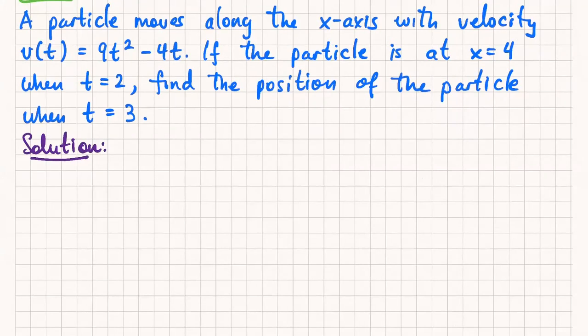As you're copying it down, let's read it. A particle moves along the x-axis with a certain velocity. Already you should be thinking, velocity is the derivative of position, right? You should be thinking about things like that. We're given the velocity, there's that function.